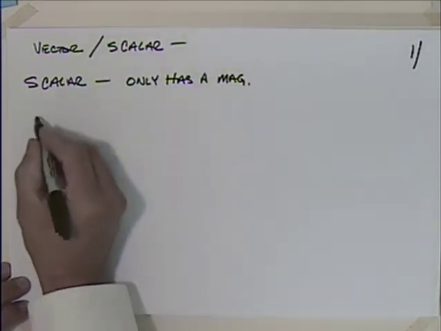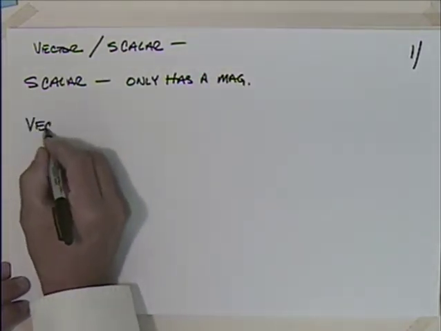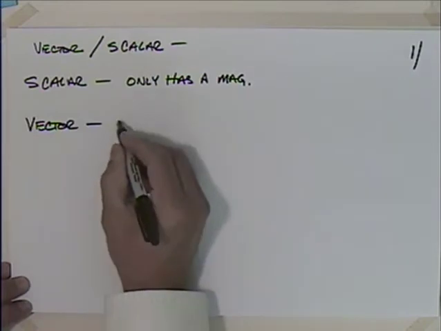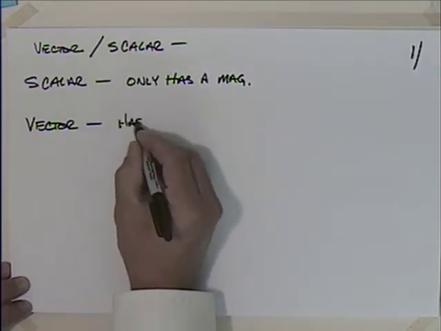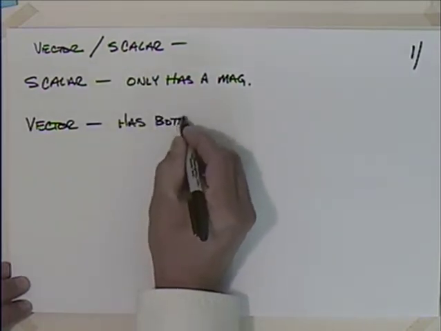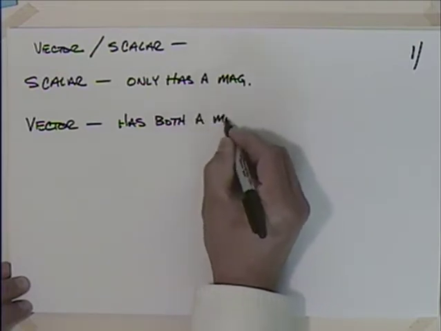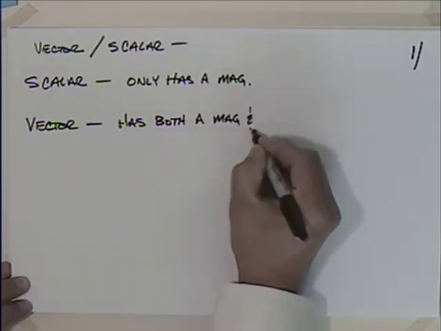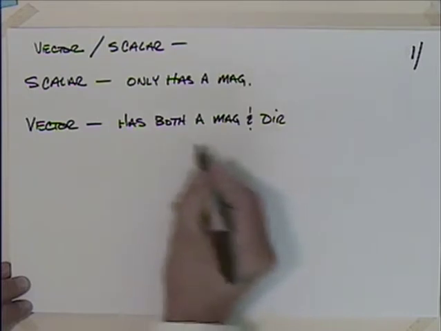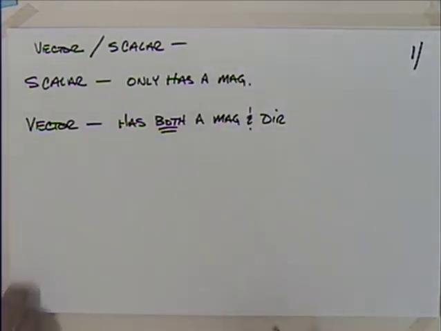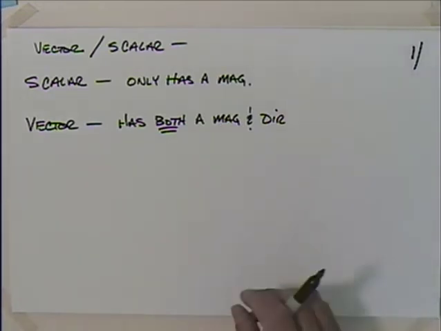Okay, and a vector then has both a magnitude and a direction. It has both of those. If it doesn't have both of those, you haven't answered the question. So it's important when you're asked to give the answer in vector form, you give both magnitude and direction. You give both of those pieces.